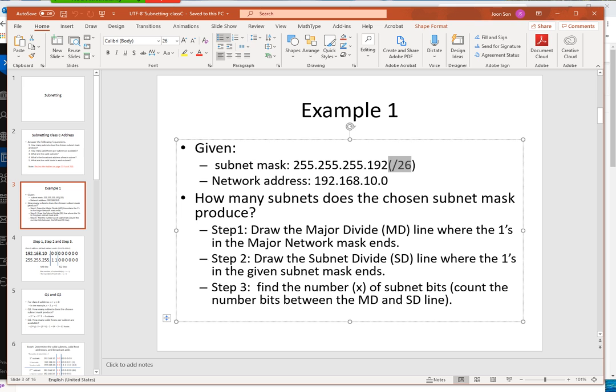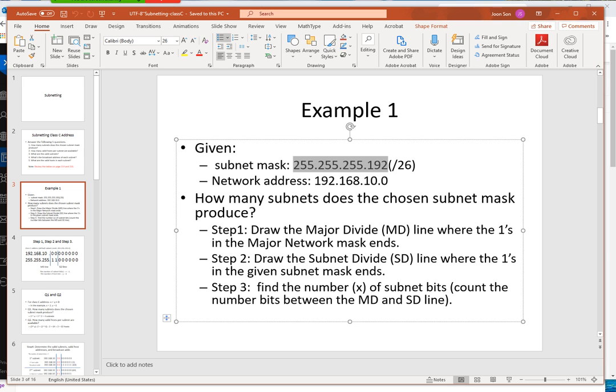during the homework assignment and quizzes and exam, right? I'm gonna give you three pieces of information only. The first one is the network address, some kind of IP address. The next information is the subnet mask. I can just say /26, or I can give you this. Same thing, right?